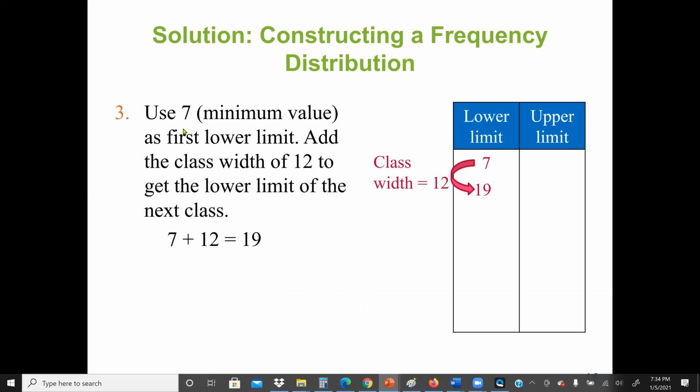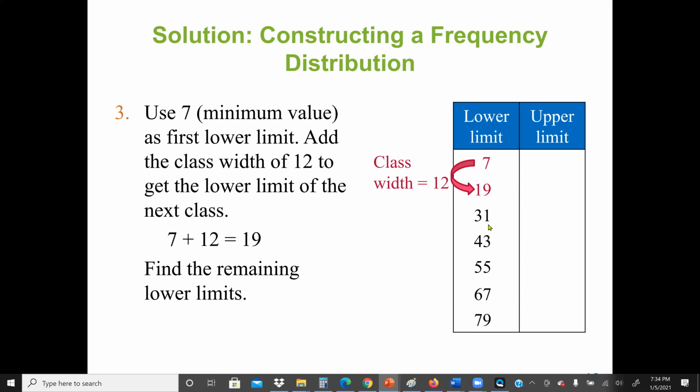So here we said the class width will be 12, which is given. Now we know our lower limit, the minimum value, is 7. So we can put the lower limit to be 7. We know the class width was 12. So 12 plus 7 is 19, and that will be the next lower limit. We have 7 classes, so we have to do it 7 times. So the next will be 19 plus 12, and we keep going.